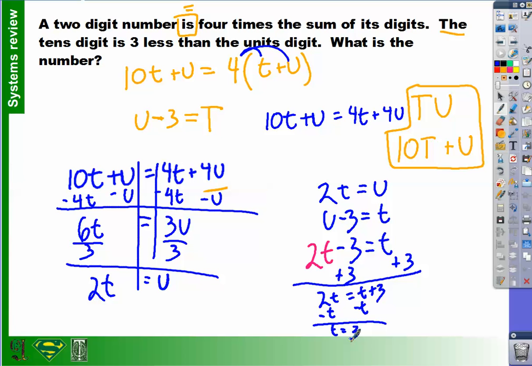3. So my tens digit is a 3. What's my units digit? 6, because my units digit is 3 more. So the number is 36. Your original number is 36. And here's the cool thing. What is 3 plus 6? 9. 9 times 4 is 36. So we know it worked.